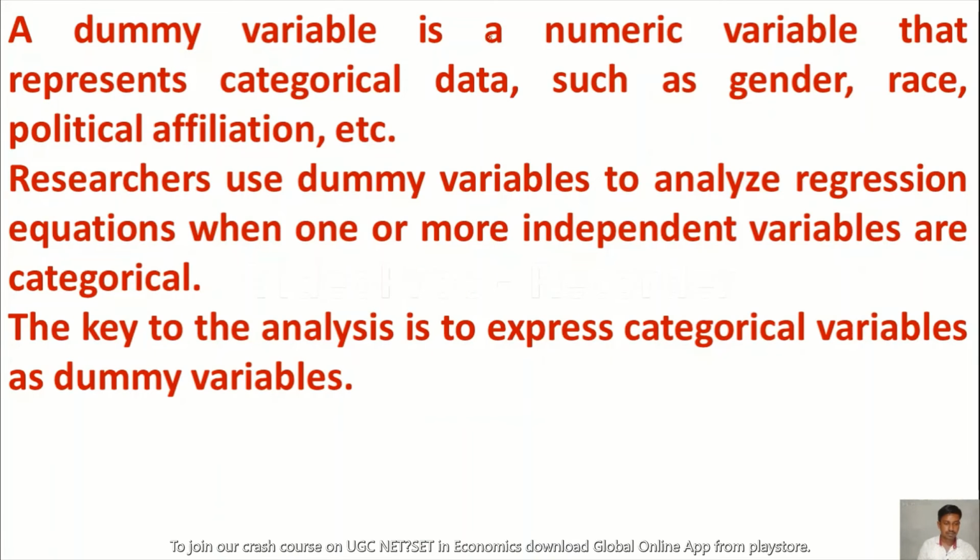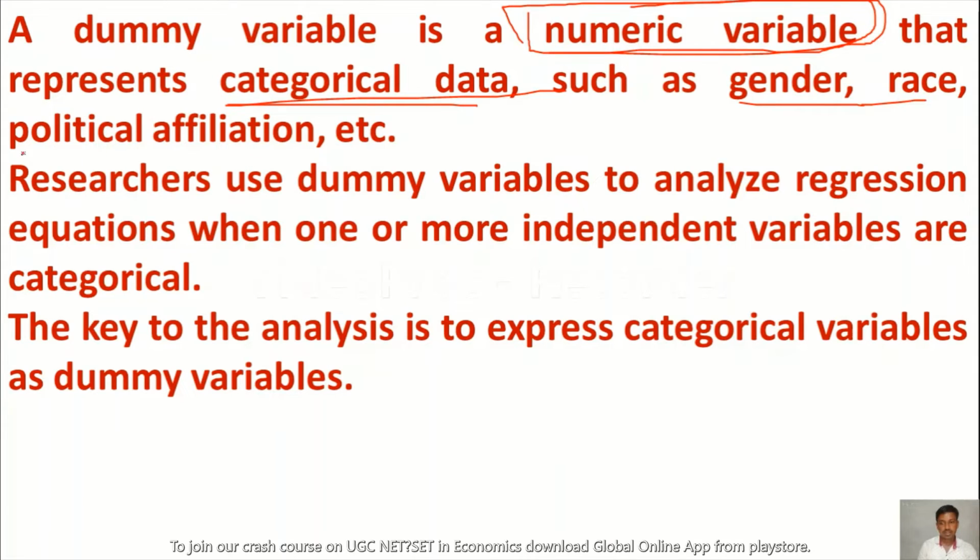So dummy variable means, as you all know, a numeric variable that represents categorical data such as gender, race, political affiliation, etc. Researchers use dummy variables to analyze regression equations when one or more independent variables are categorical. And the key analysis is to express categorical variables as dummy variables.